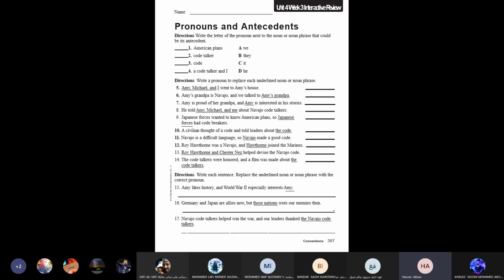It's we. As I told you, any noun or pronoun plus I equals what? We. Any noun or pronoun plus I equals we. This is the equation we have.